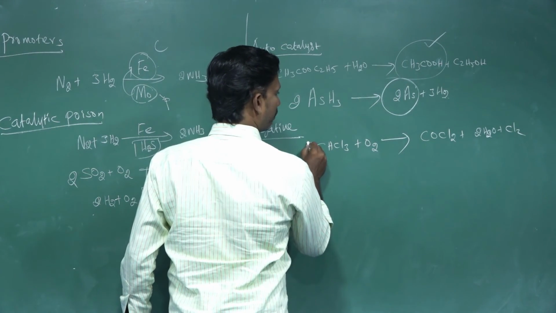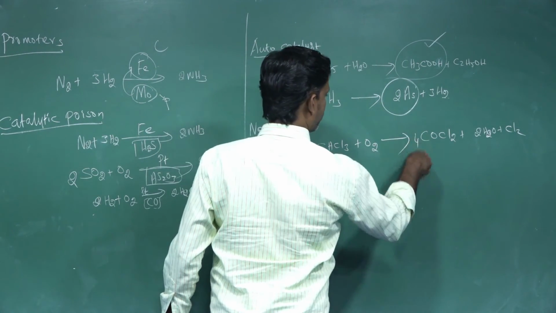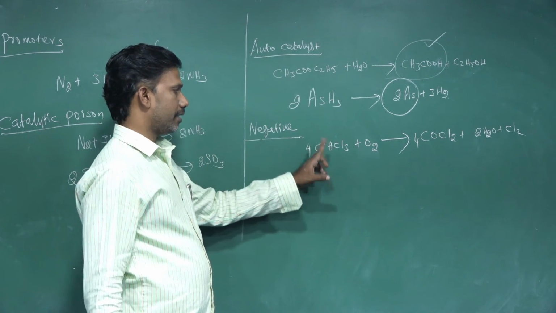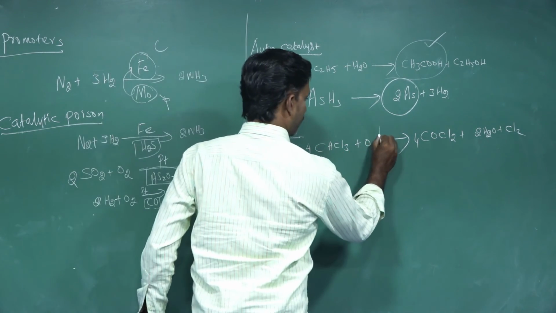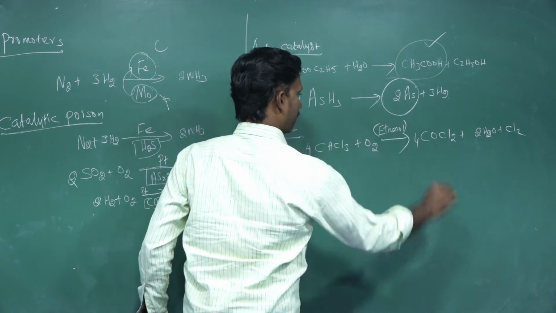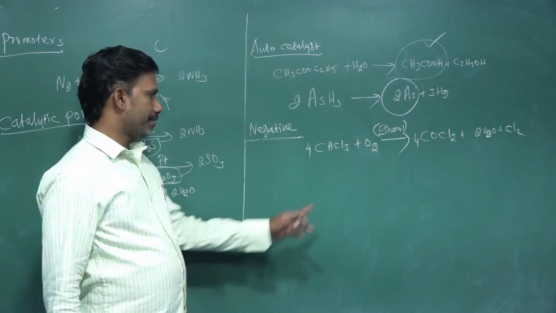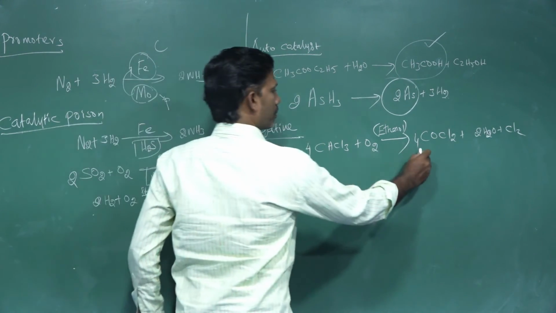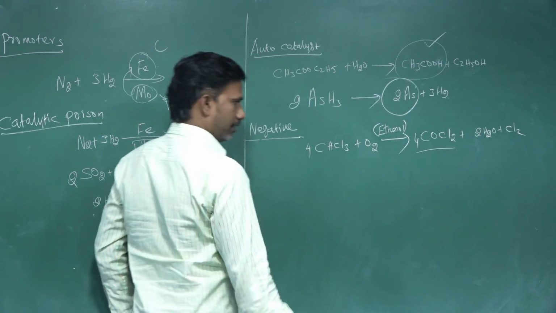So here, if you put a 4, then we are right. Okay. The negative catalyst here, see, ethanol acts as a negative catalyst. So ethanol acts as a negative catalyst. Chloroform oxidizes to give a carbonyl chloride in water.